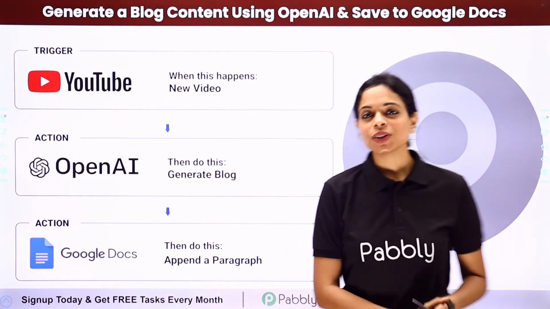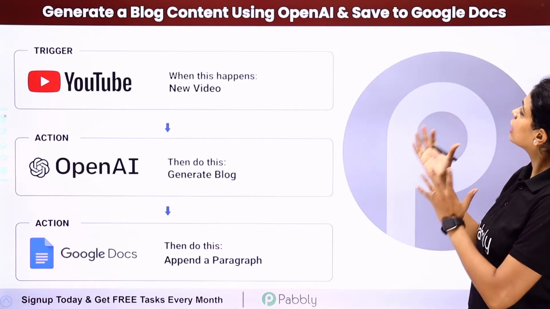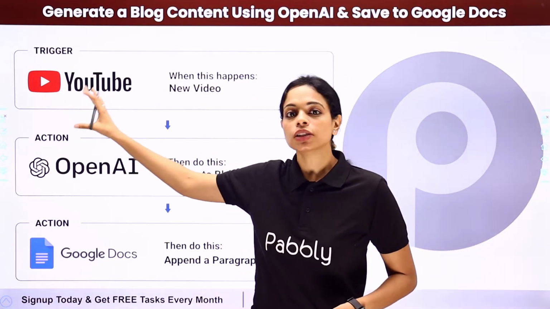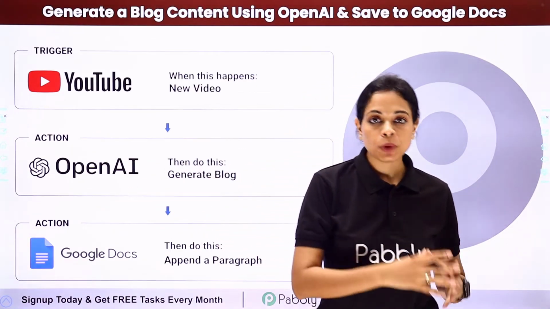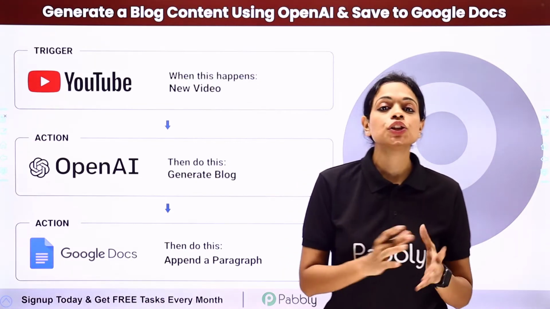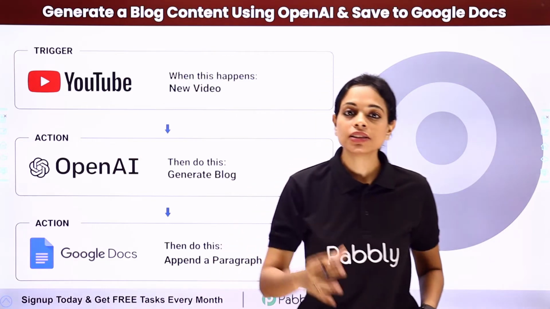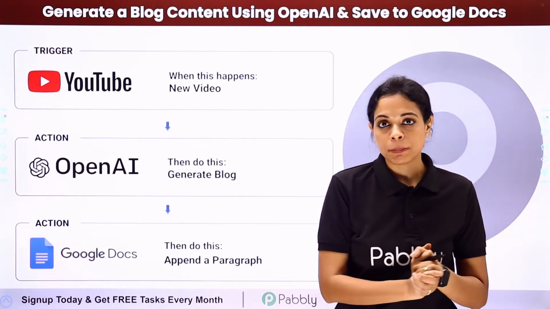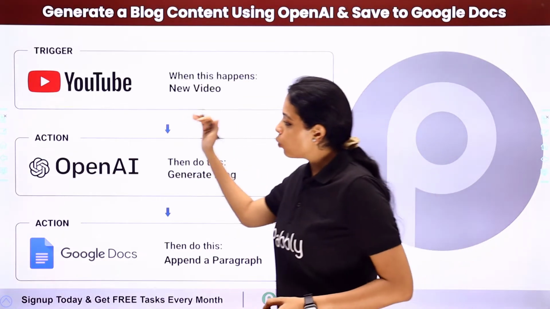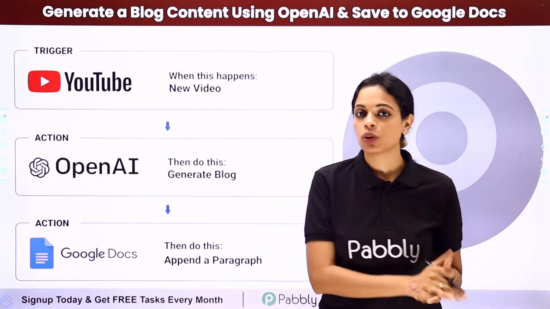In this video, we are going to see how to generate blog content using OpenAI and save it to Google Docs. So let's say that you have uploaded a new video on YouTube, and every time a new video is uploaded there, a blog should be created as per the title and description of that video, which can be done through OpenAI, an artificial intelligence research and development company that really helps you a lot in content creation. Once this is done, you want this information to be saved on Google Docs as well.